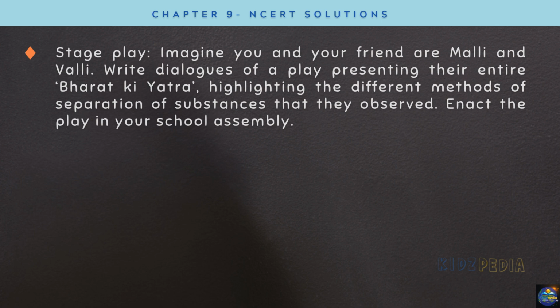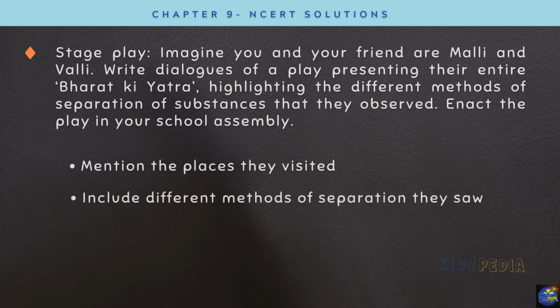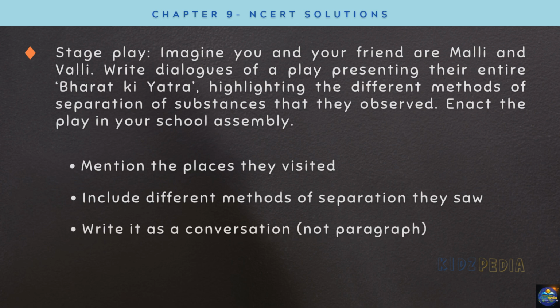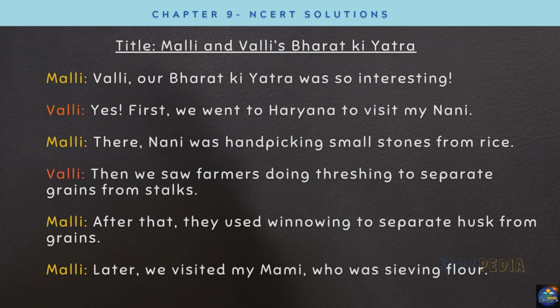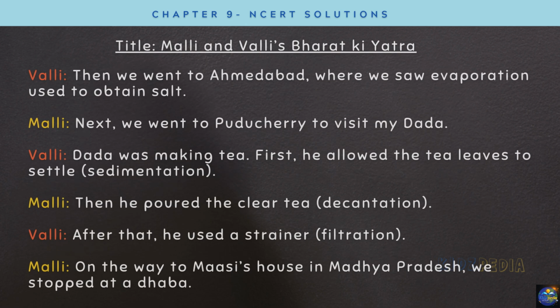So you have to write a play in dialogue form between Malli and Valli about their Bharat Ki Yatra. You should mention the places they visited, include different methods of separation they saw, and write it as a conversation, not paragraph. That is a dialogue-based play showing methods of separation during their journey.